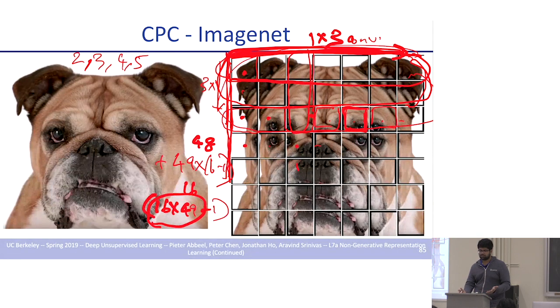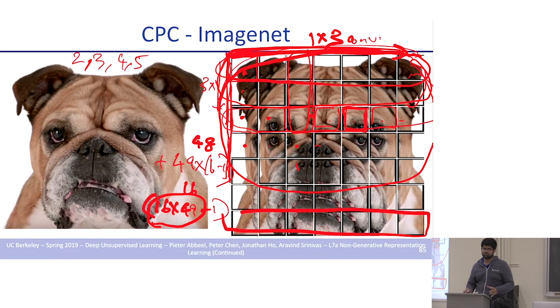So that's the task. And the more you see, the more easily you can predict. For instance, if you've seen the first five rows, it might be possible that you get all of these right, because you've understood that it's a dog and the rest of the things are easy to get. But let's say you're seeing only the first row, and you're asked to predict the third row, it might be pretty hard. And this is for prediction step two, the number of steps being two.